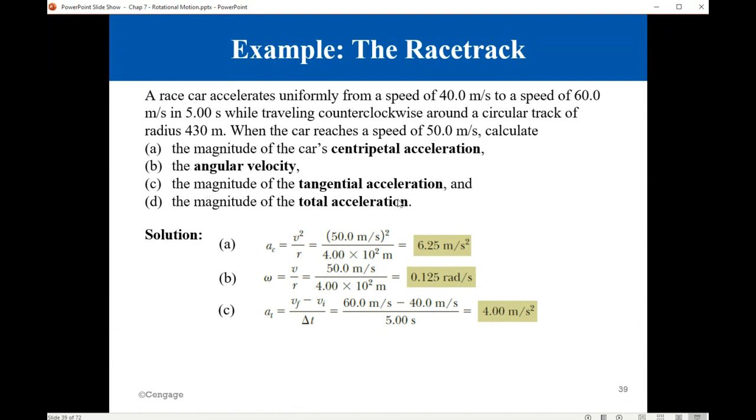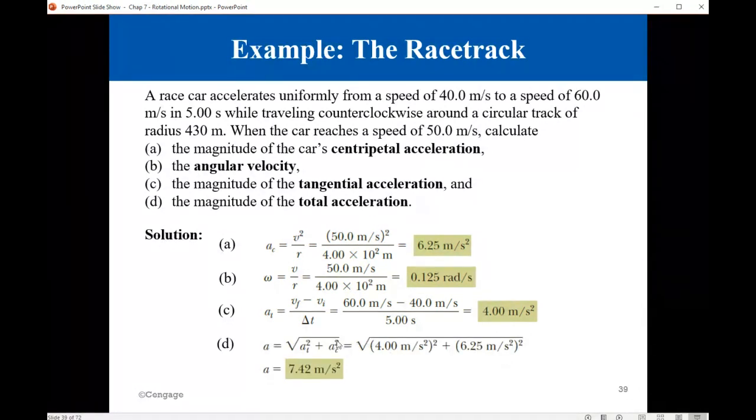Then the magnitude of tangential acceleration. Tangential acceleration is the change in the speed divided by the change in time. 60 minus 40 divided by the elapsed time. So it's 4 meters per second squared. And the total acceleration is the square root of a_t squared plus a_c squared. We evaluate that it is 7.42 meters per second squared.